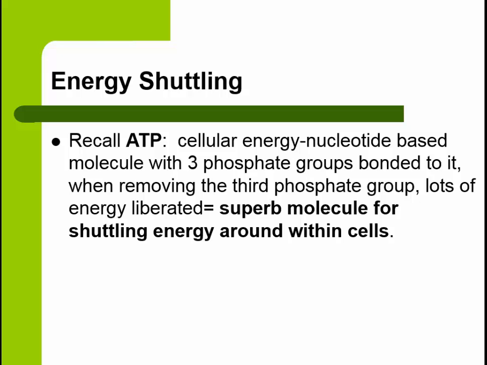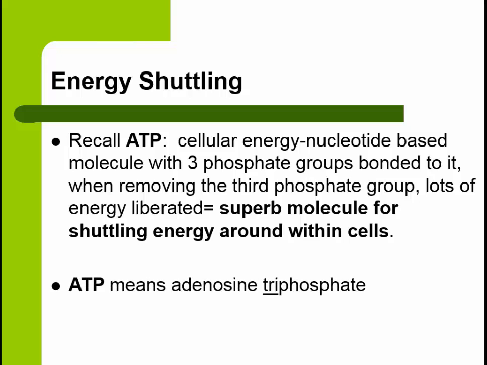Alright, so we have ATP, which we've heard a little bit about before. So that's just a cellular energy nucleotide-based molecule with 3 phosphate groups bound to it. When removing the 3rd phosphate group, lots of energy can be either stored there or released. So we have ATP, which is adenosine triphosphate.